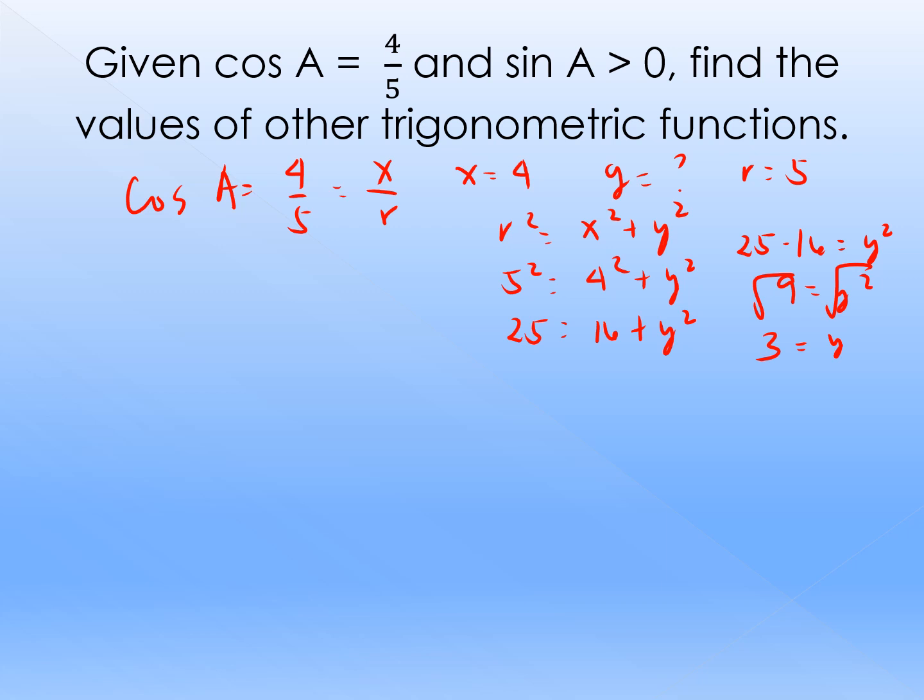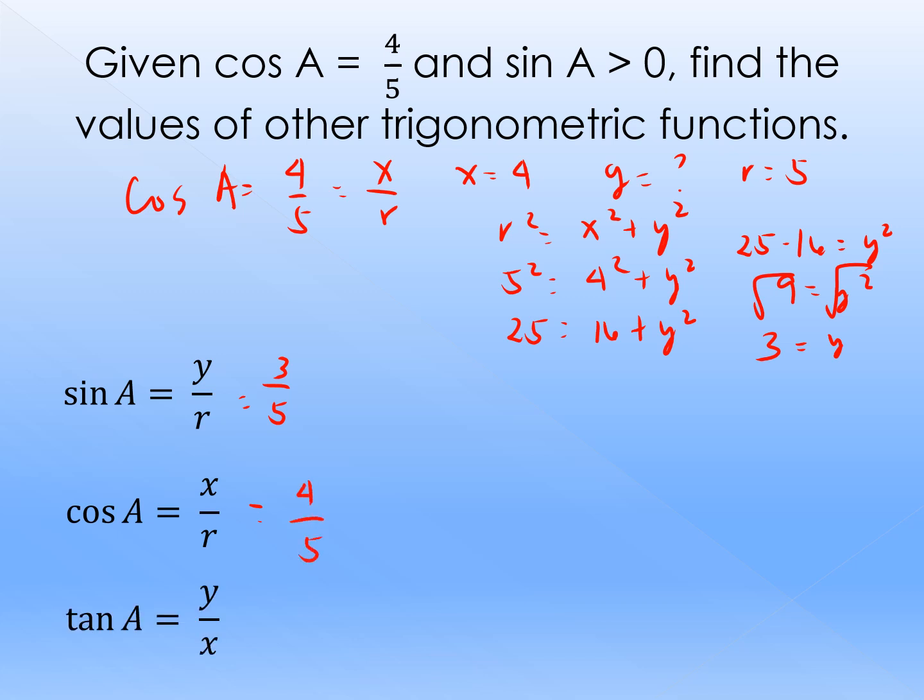After that is the substitution process. So we have sine A equals y over r. Instead of writing y, we're going to write 3. And instead of writing r, we're going to write 5. Next, for cos A, we have x over r. So instead of writing x, we're going to write 4. And instead of writing r, we're going to write 5. For tangent A, we have y over x. So instead of writing y, we're going to write 3. And instead of writing x, we're going to write 4.